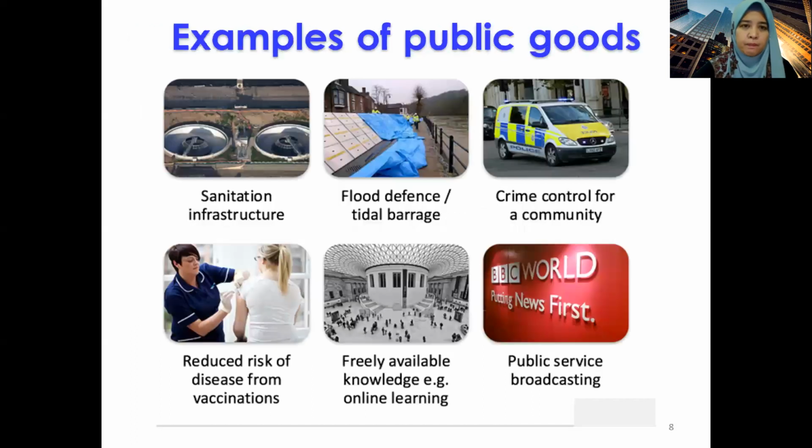Just an example. So examples of public goods are sanitation infrastructure, flood defense, flood barrier, tidal barrage. Tidal barrage is a wave barrier. When there's a coastal line and you want to break the waves, you sometimes have a tidal barrage. Then crime control for a community, policing, and reduced risk of disease from vaccinations.